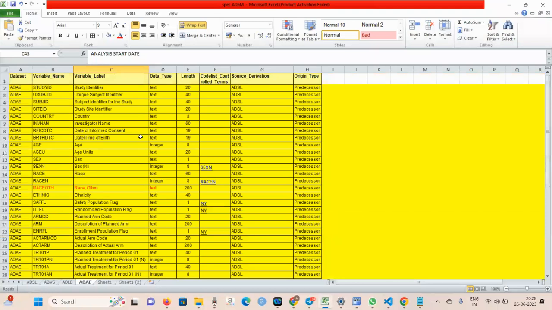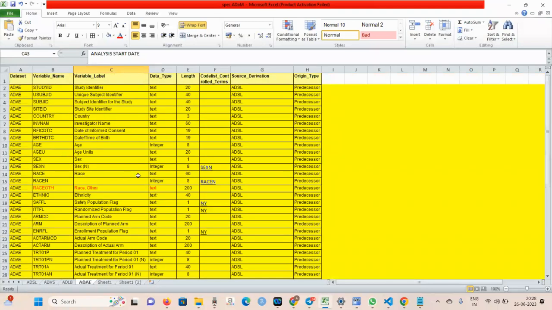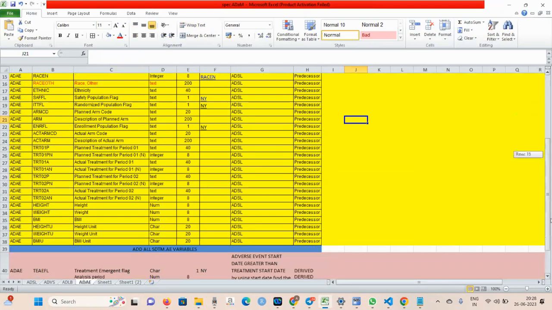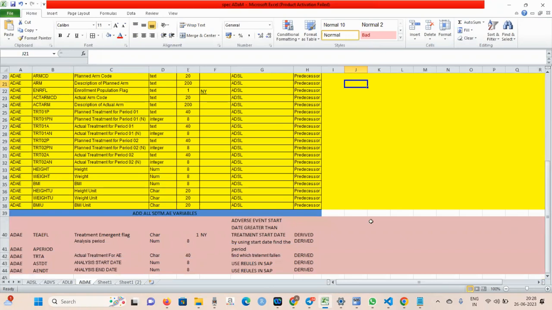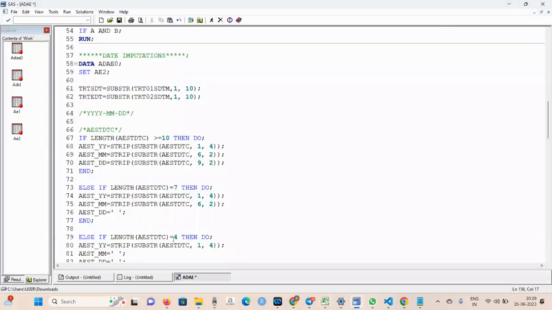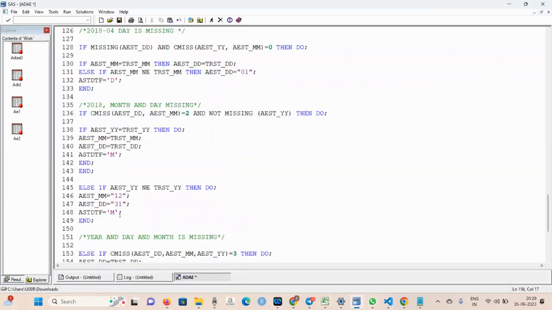Okay, so we don't have anything here for AESTDT. Sometimes you consider AESTDT also, but most of the time, if you have partial dates and you do imputation, at that time the analysis start date will pop up. So for the treatment emergent flag, you need AESTDT, because obviously you need the analysis start date, which means indirectly that is AESTDTC.